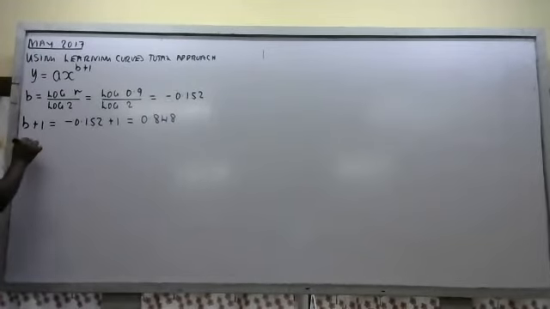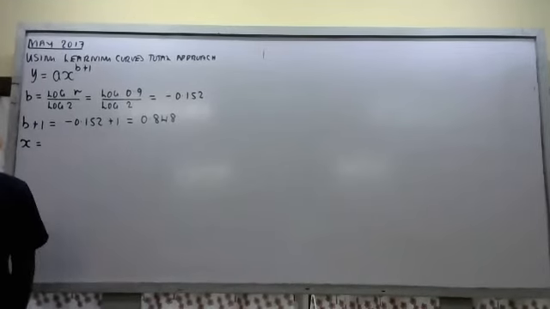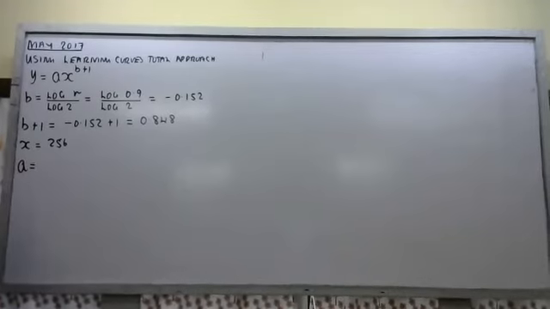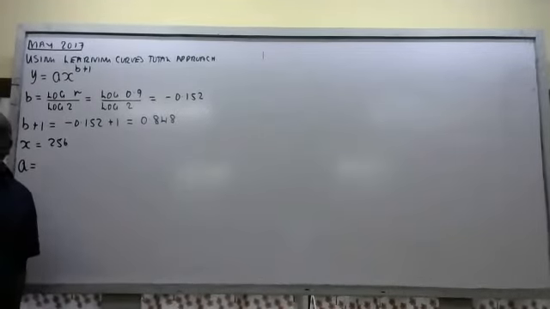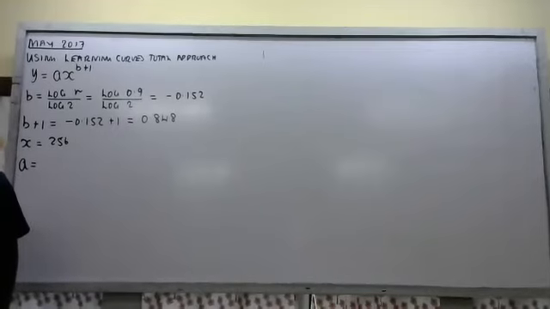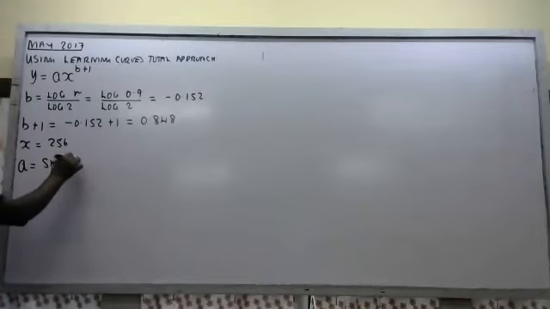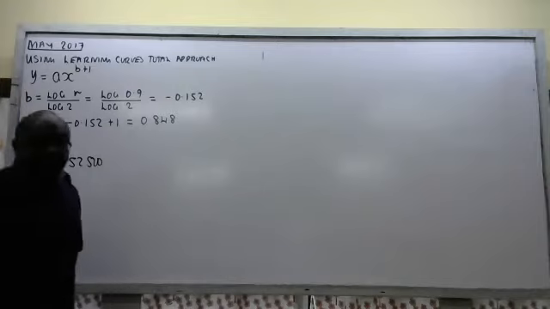The next thing is x. We are told in this question the units are in terms of batches, and a batch has 1,000 units. So x will be 256. Then a, the time or the productivity measure required for the first one, is shillings 52,500.